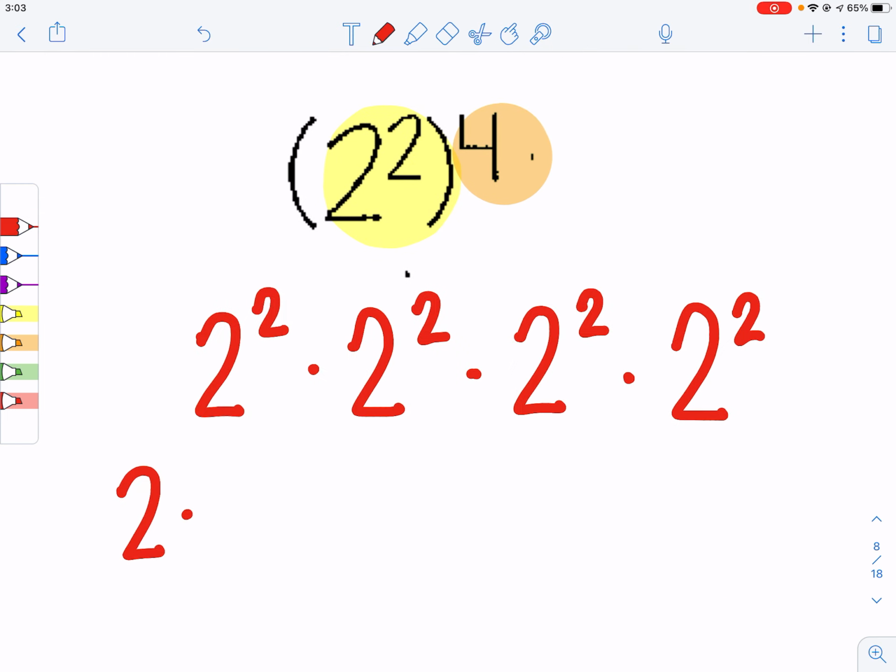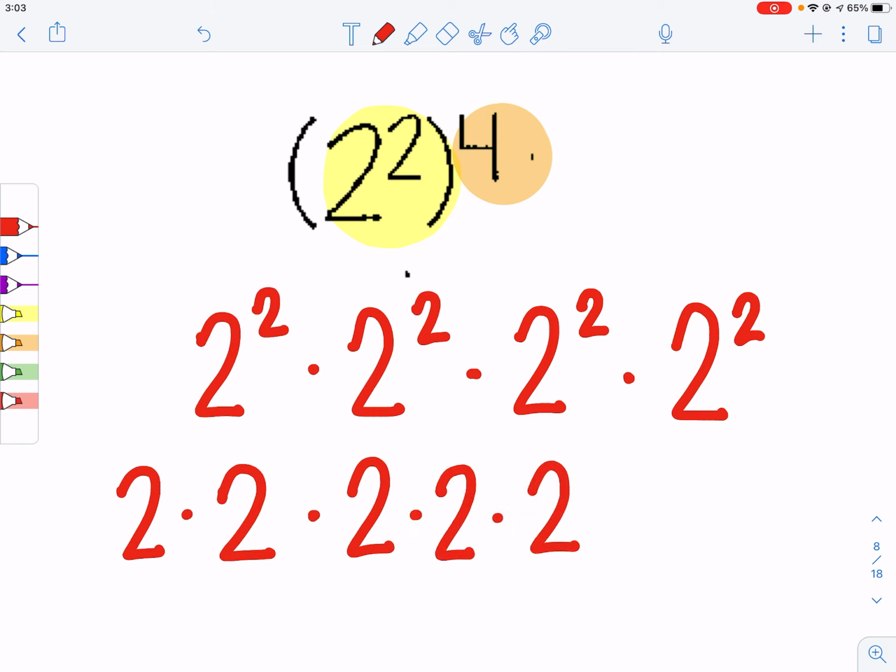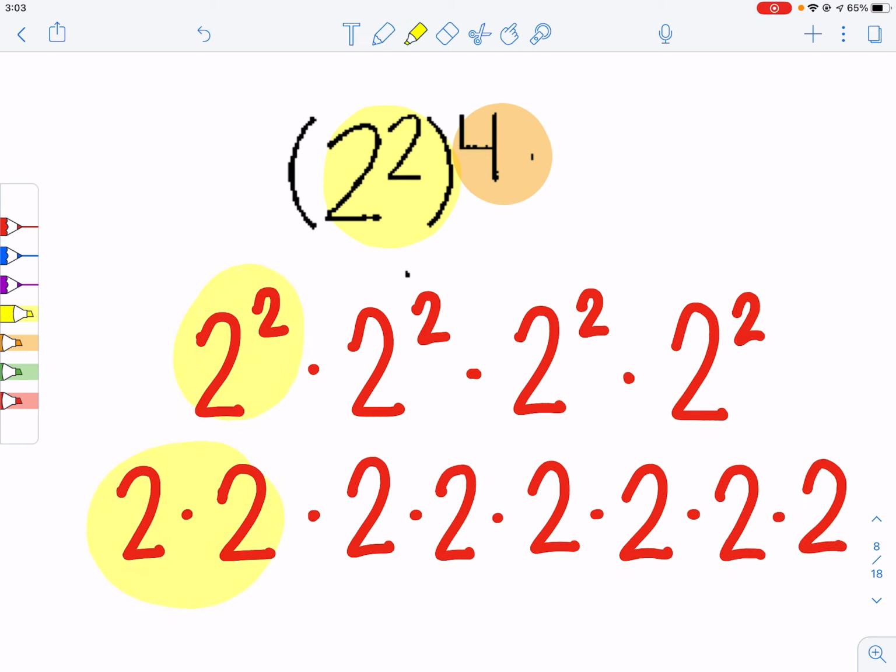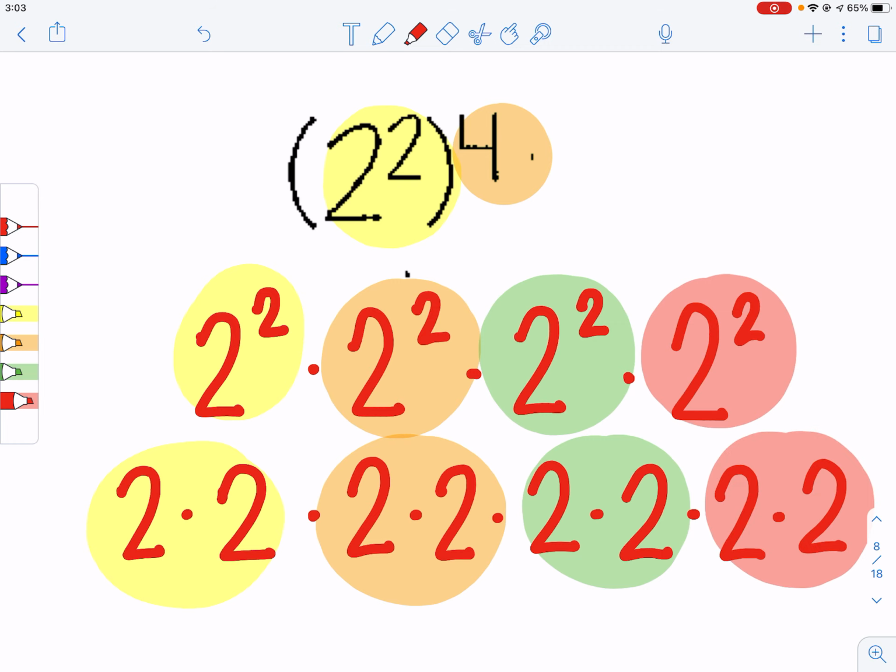So your first 2 squared is right here. Here's your second 2 squared. Here's your third 2 squared, and here's your fourth 2 squared. Okay, so this 2 squared is right here. This 2 squared is here. Here's the third one, and here's the fourth one.